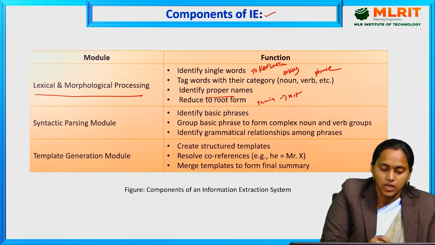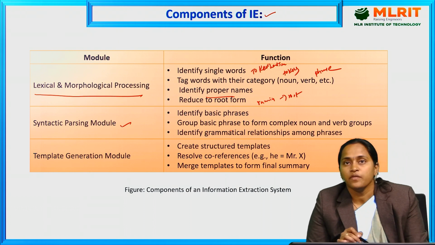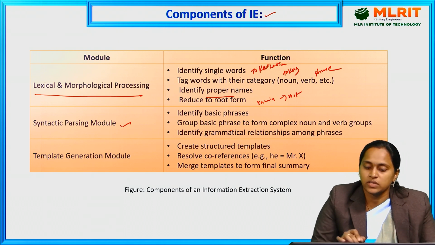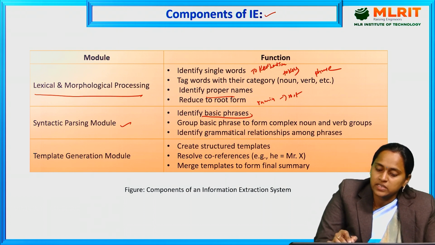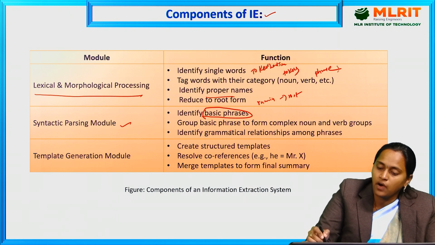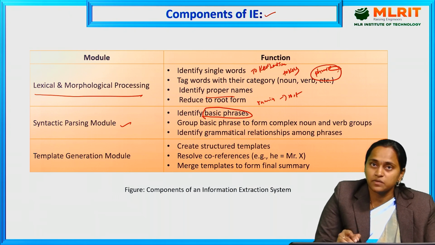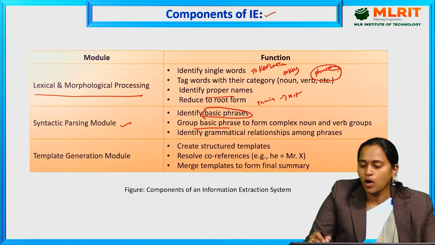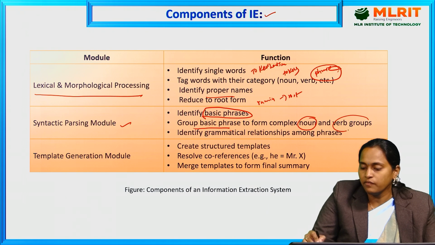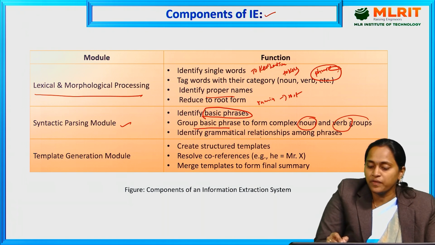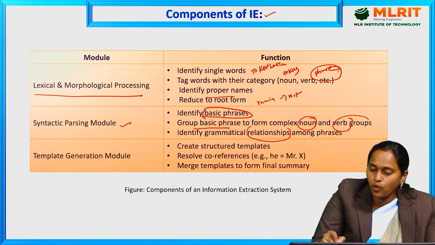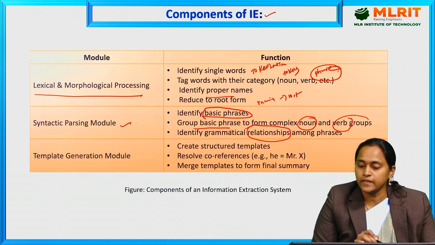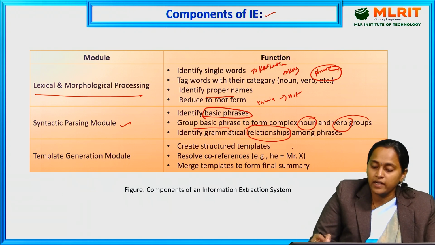Next, see the second one, the syntactic parsing module. Syntactic means we have to follow some basic rules. Identify the basic phrases, which means we have to identify the basic phrase structure. After identifying the basic phrases, we have to group the phrases into complex noun and verb groups. That means we have to find out the grammatical relations among the words in a sentence. Then we will get the final summary.